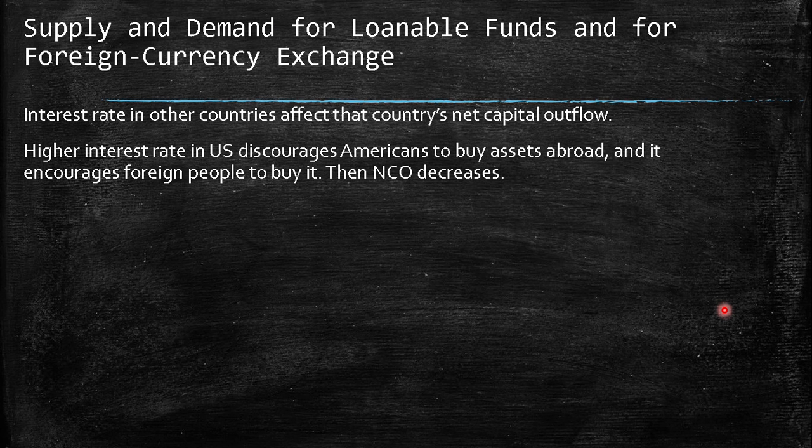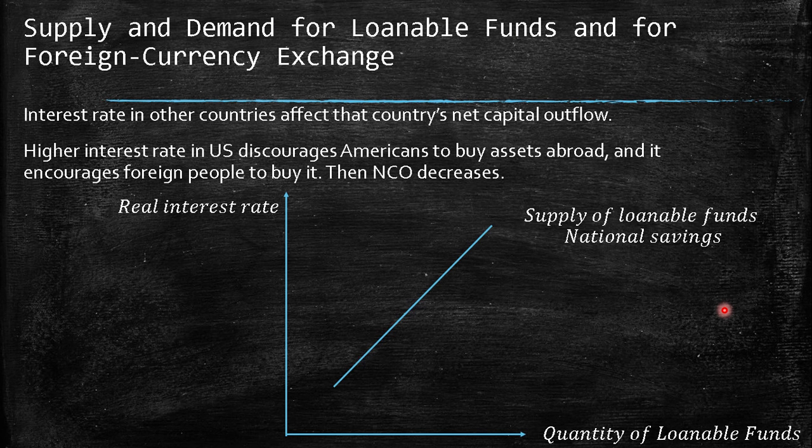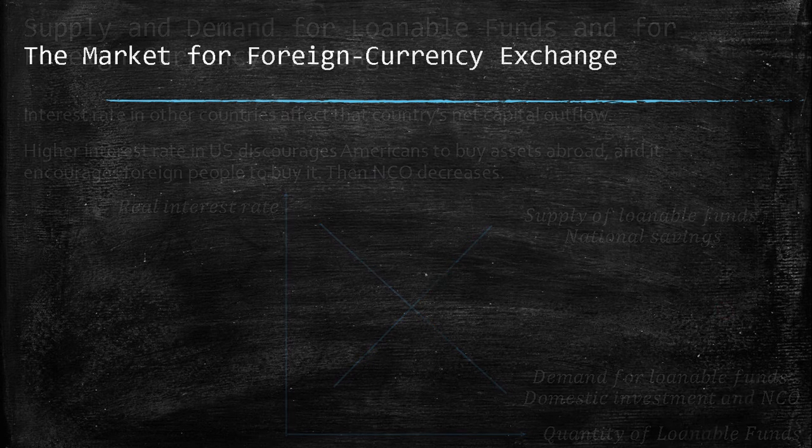So then it encourages foreign people to buy it. So then the NCO, the net capital outflow, decreases. Here we have the y-axis, the real interest rate. We have the x-axis, the quantity of loanable funds. So we have the supply. The supply for this market should be the supply of loanable funds, which is the national savings, and as a demand, we have the demand for loanable funds, or domestic investment and net capital outflow.